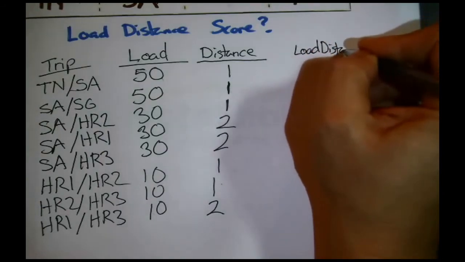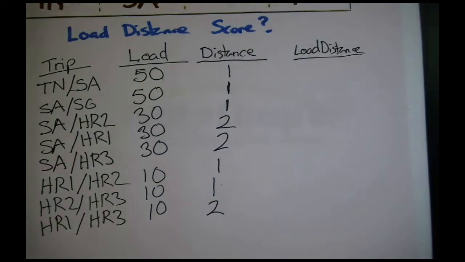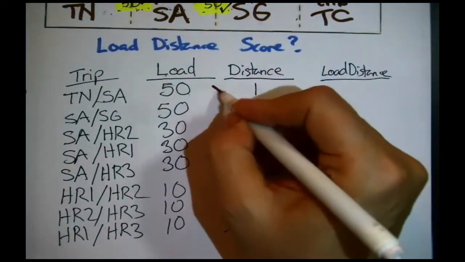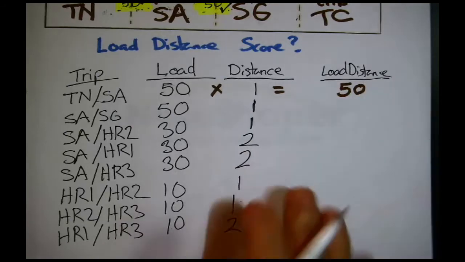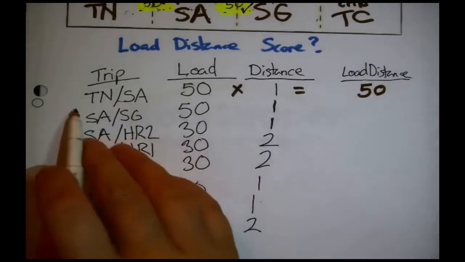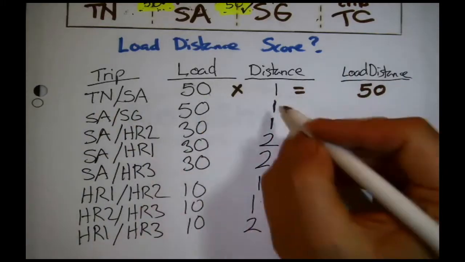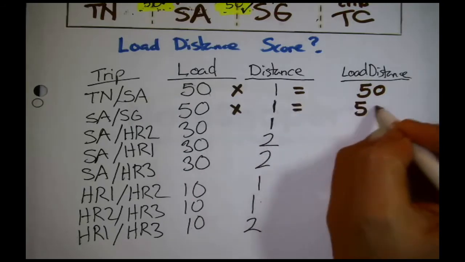to calculate load distance. Because load distance for any certain trip is nothing more than you take the load, you multiply it times the distance. We would say, for instance, in the case of the tent storage area and the staging area, under this current layout, the load distance is 50, 50 times 1. Same thing with the soft goods in the staging area. That's a load distance of 50.